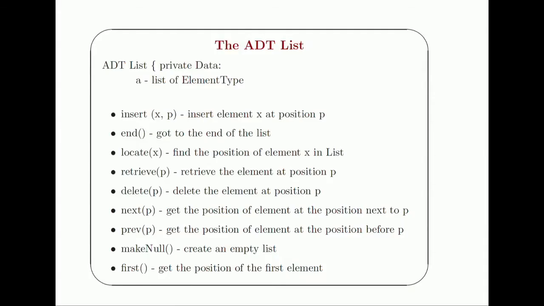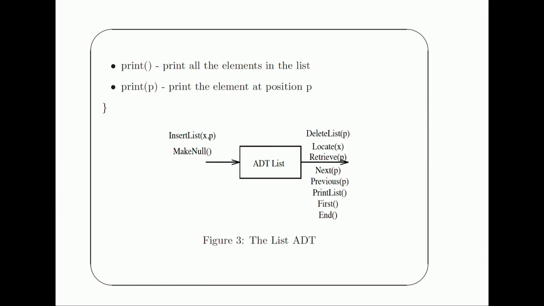Then you want to go to the next element. What is the position of the next element in the list? What is the position of the previous element in the list, and so on. I want to create an empty list, find the first element in the list, and so on. So, these are all operations that I have defined on lists. I can also have an operator which prints all the elements in the list, or prints the element at a particular position in the list.